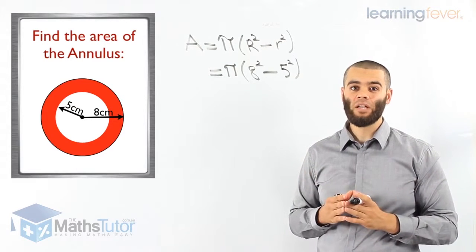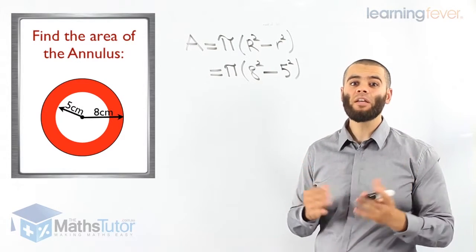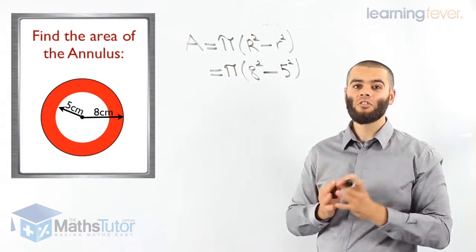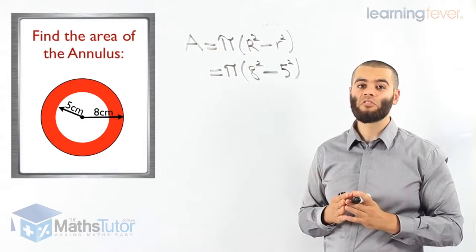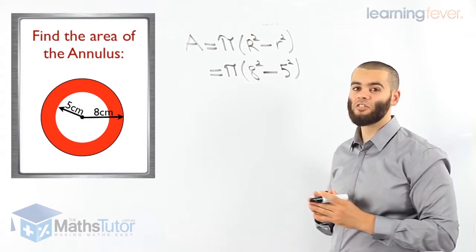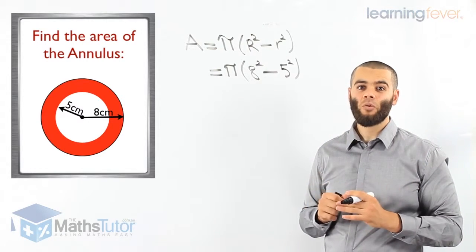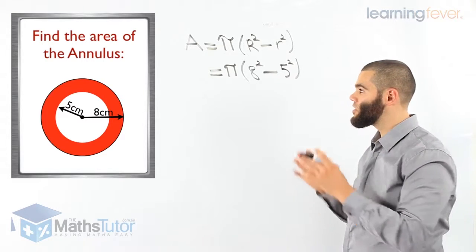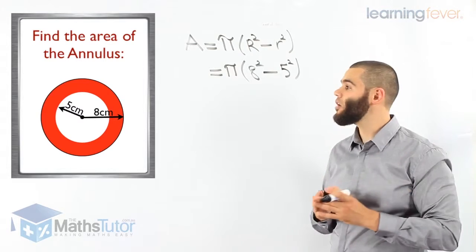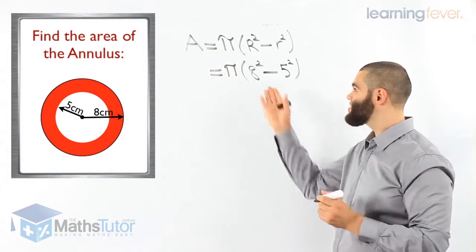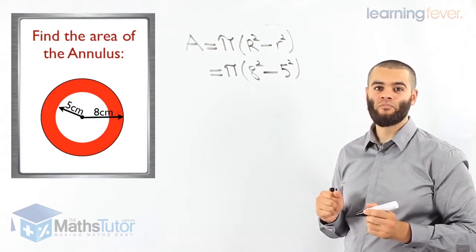So what we're actually doing in this formula is we're working out the area of the large circle, take away the area of the small circle. That's exactly what this formula is doing. The large circle, take away the hole, the circular hole, which is the small circle with the radius of, or the radii of 5 centimeters. That's the formula, and that's what we're trying to do.